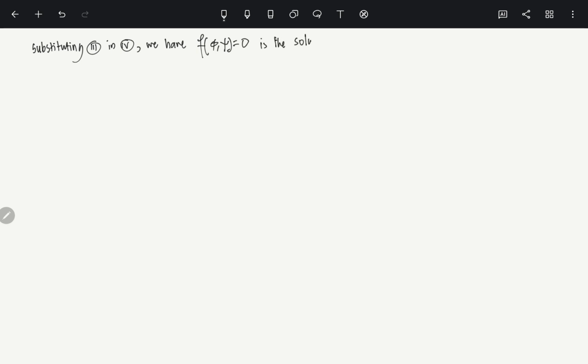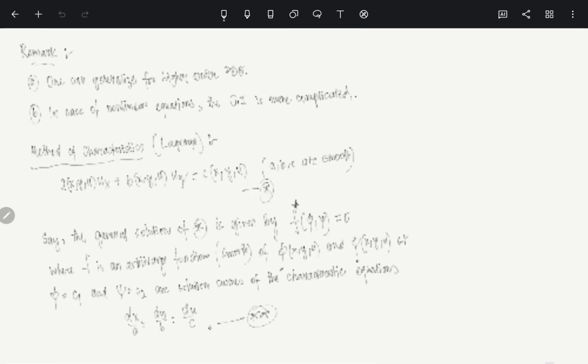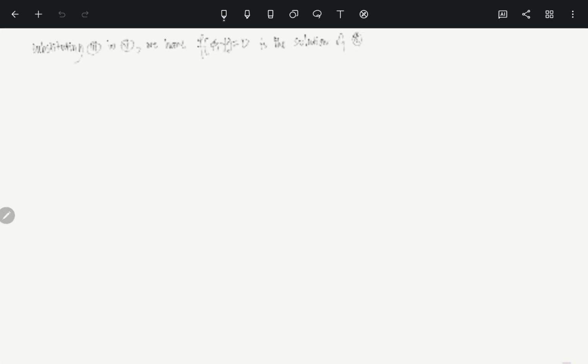This is what you are going to end up with, the solution of star. I hope this is star, right? That's what we wrote. Clear? So this method is called the method of characteristics. Now there is another small theorem which I want to do. We are not going to prove the theorem, but just write it down. Theorem.